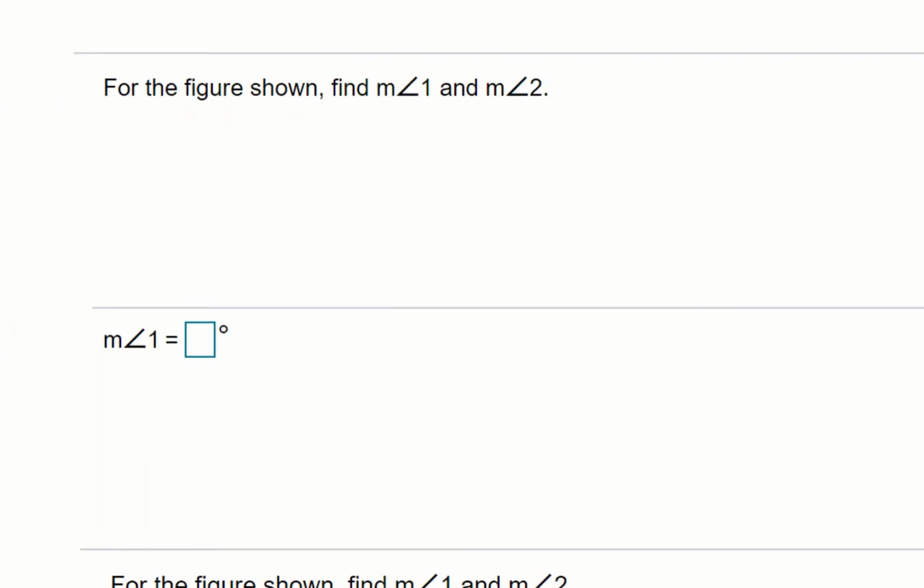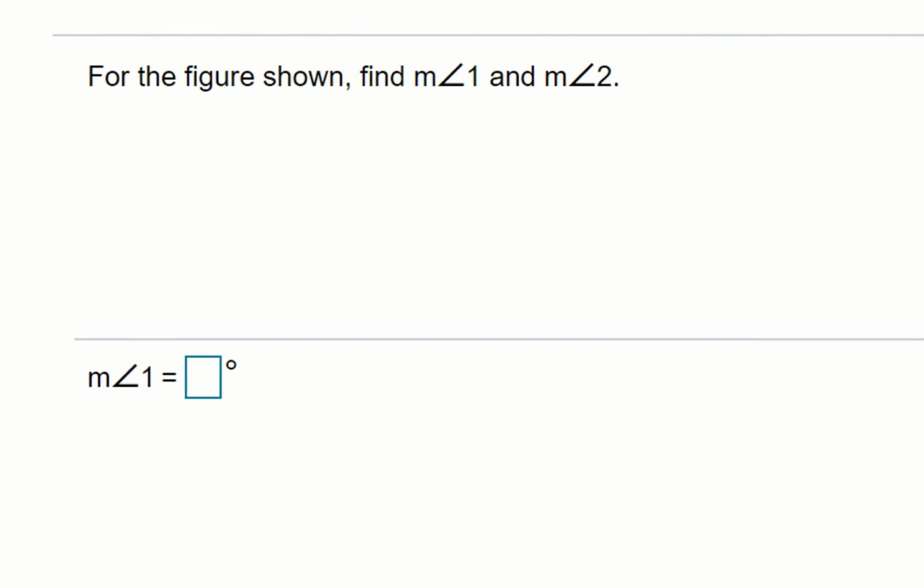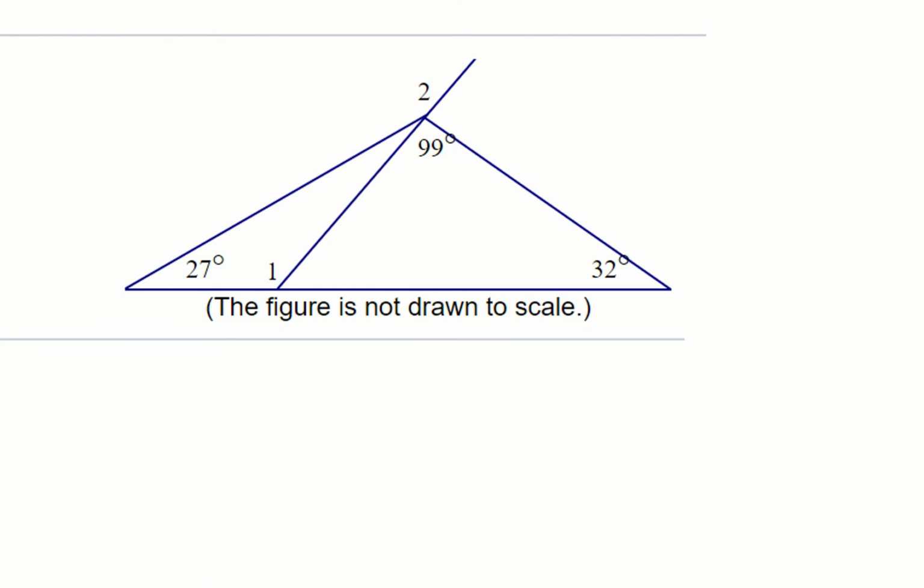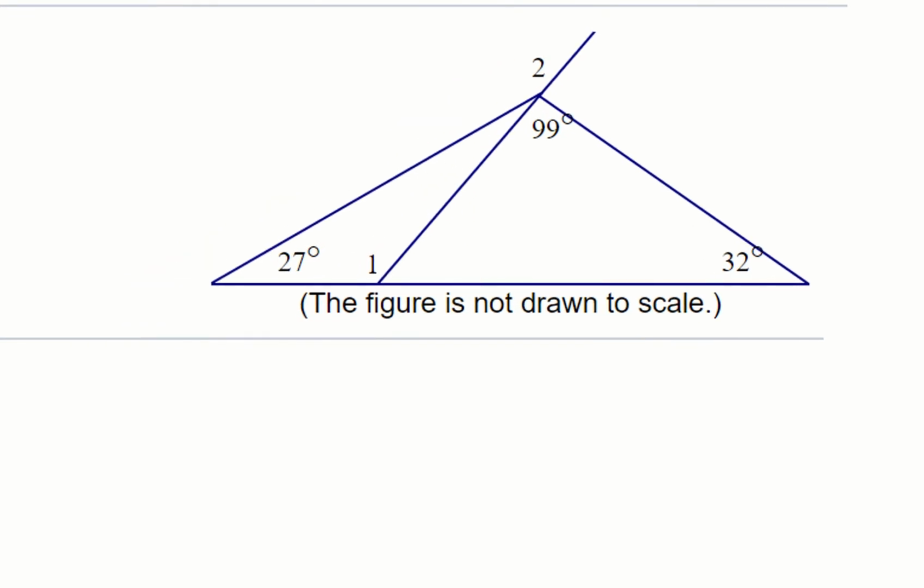All right, see, those problems don't take very long once you know what's going on. So for the figure shown, find the measure of angle 1 and angle 2. This one's a little bit different, so let's look at this problem. This one is another exterior angle measure, but here's what we need to look at. To figure out what angle 1 is, you want to use this triangle right here. You want to use that triangle for angle 1.